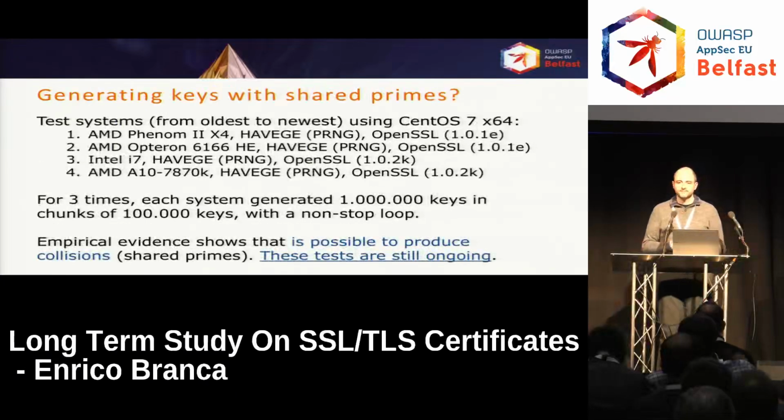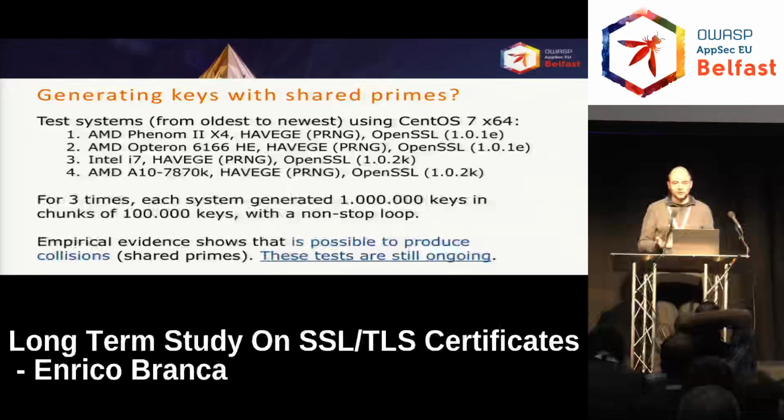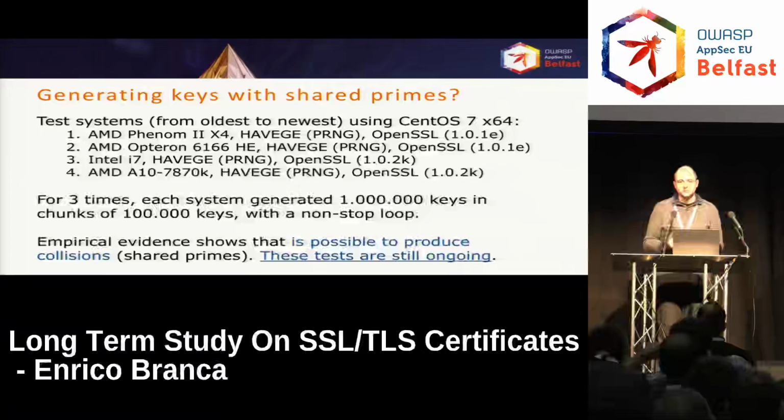So why don't we do that? And this is what I tested. I took 4 systems from oldest to newest, and I let them crunch and generate keys. The result is that in all systems, in all situations, with CentOS 7, but I did the same test with other Linux systems, with systems up to date, all the patches applied, systems configured with a software random number generator, generating keys produces collisions.